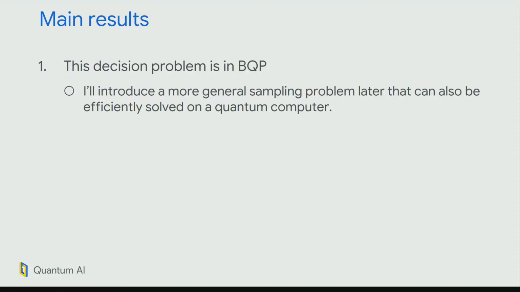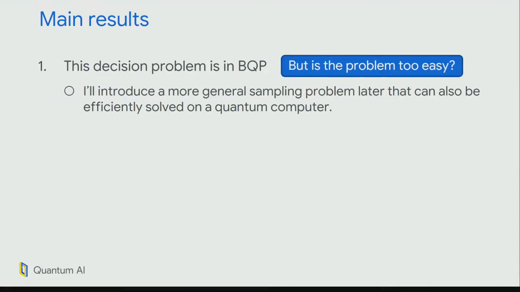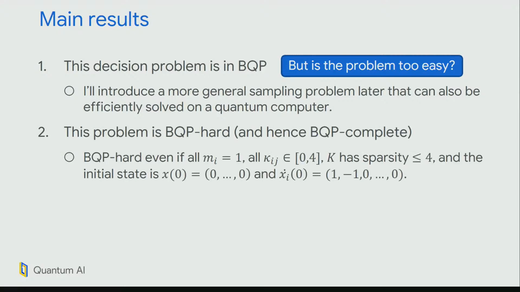But then I introduced a whole ton of constraints, right? So you might be worried that now I made the problem too simple. Is this problem too easy now? Is it that I put so many constraints on the problem that it is now easy to solve classically? That's not clear right now, because all I'm saying is that this problem is solvable on a quantum computer. So the second thing shows that the problem is also BQP hard, and hence BQP complete.